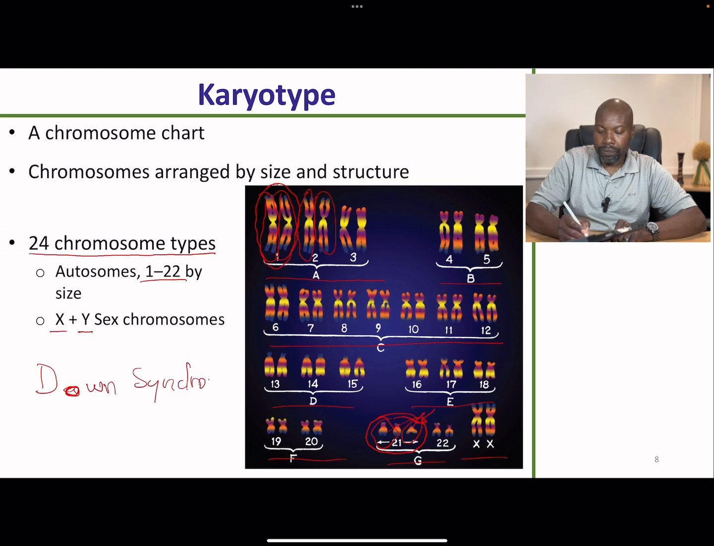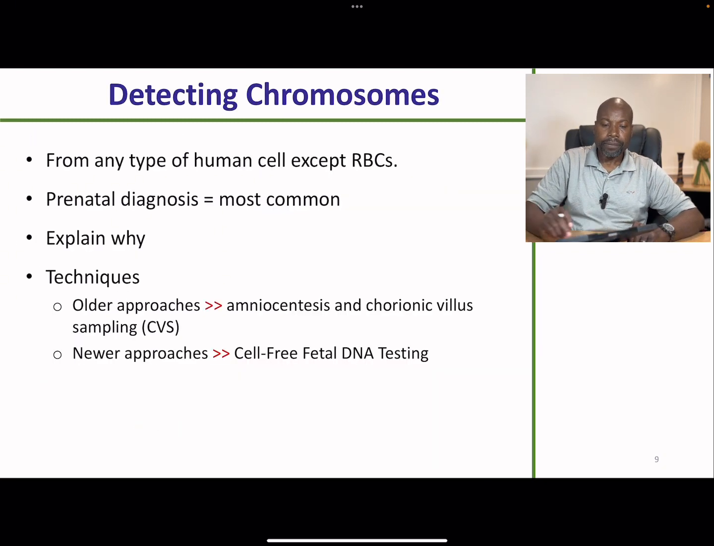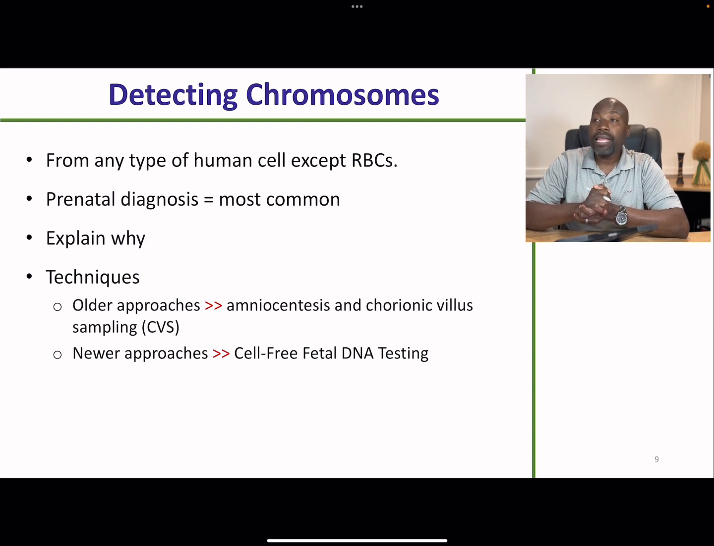Syndrome. There we go. Or trisomy 21. All right. So how can we detect chromosomes? There are different techniques that we can use to detect chromosomes. There are some techniques that are rather old, but that are still in use today. And there are some techniques that are very modern.